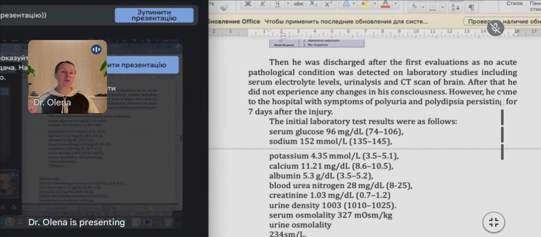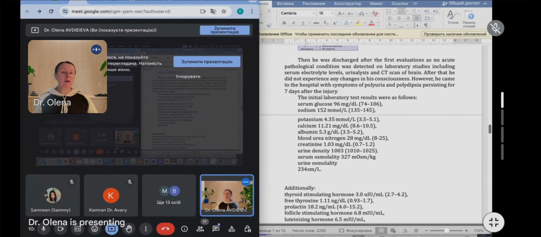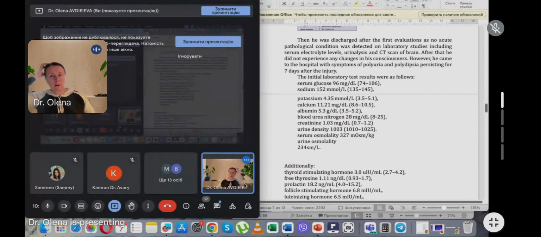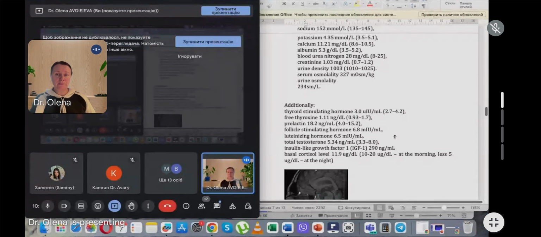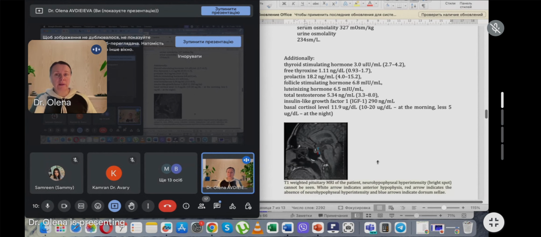So when the patient has information about brain injury, about brain trauma, we should control in this case all parameters of the pituitary system. And we provide additionally all hormones tests: TSH hormone, hormones of thyroid gland, follicle stimulating hormone, luteinizing hormone, total testosterone, insulin-like growth factor, basal cortisol level, and all of these hormones were in normal range.